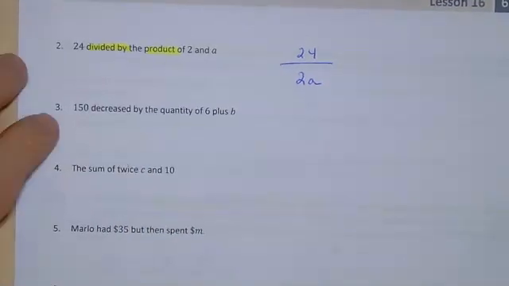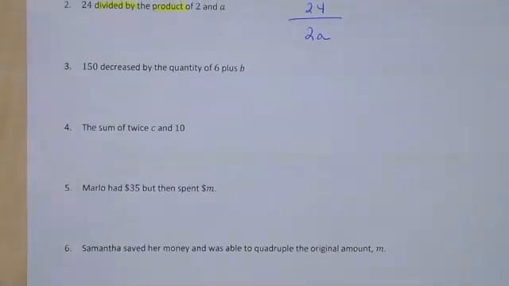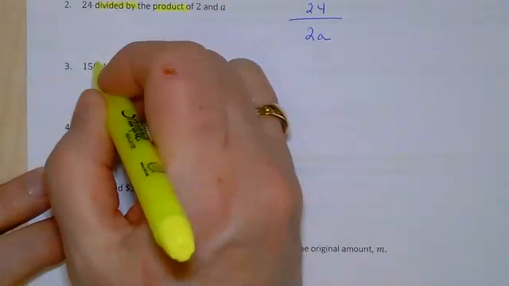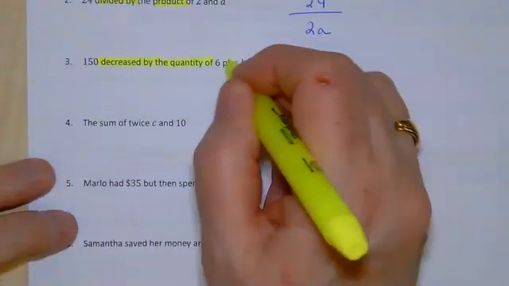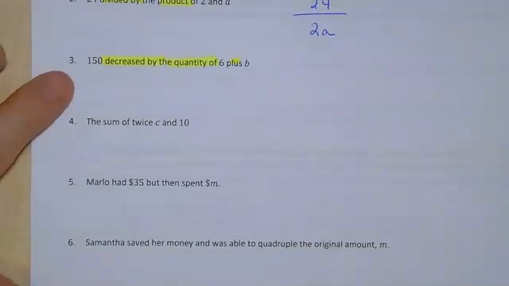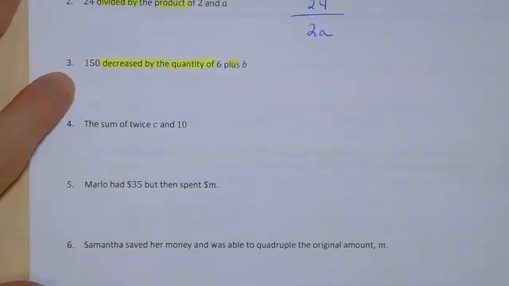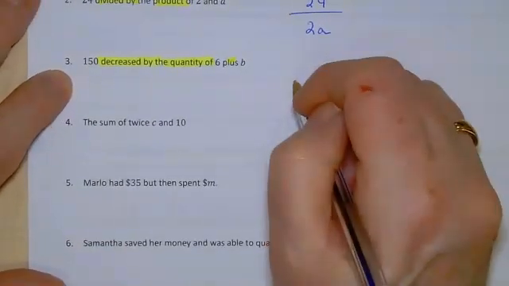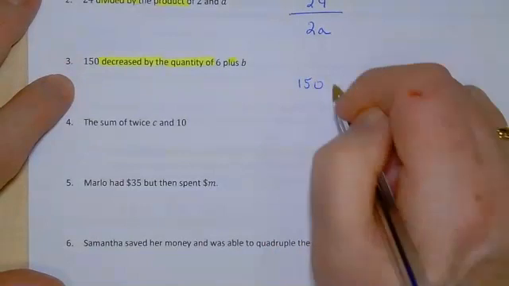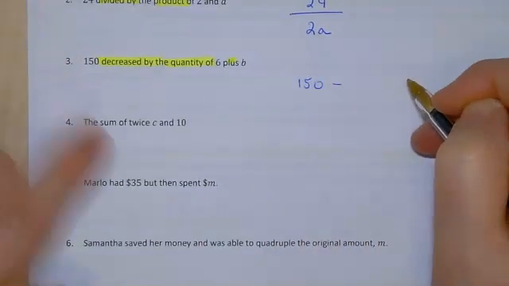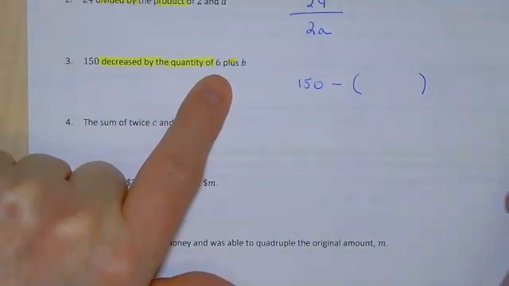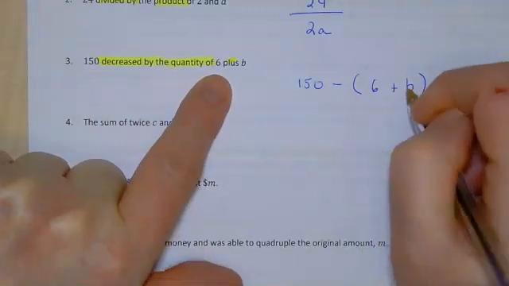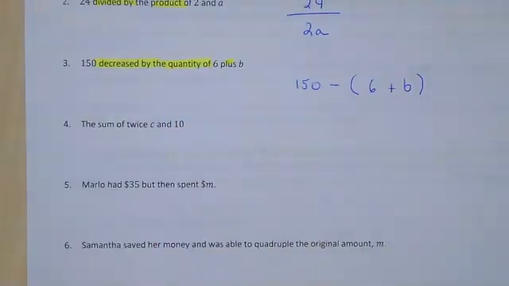150 decreased by the quantity of 6 plus B. Caitlin Jones, what do you think? The quantity of, yeah, parentheses. Beautiful. It's absolutely perfect.